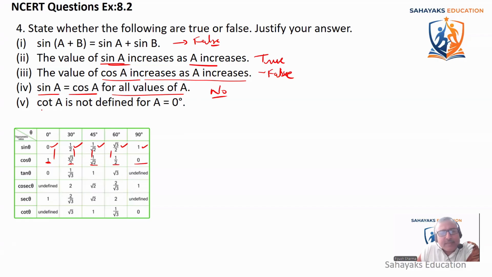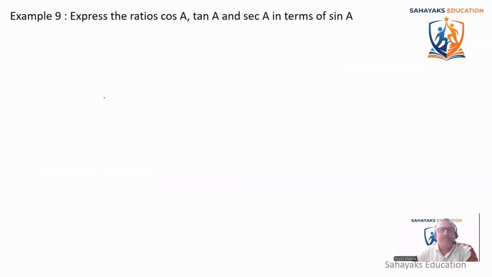Now, coming to the question: cot A is not defined for A is equal to 0. That is correct. It is undefined for angle A equal to 0. So this statement is true. These are half mark or 1 mark questions which you can get in the exam. Please remember this table, because it is required for most of the questions.